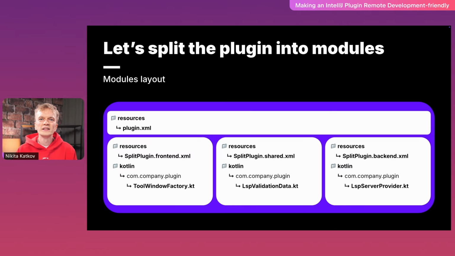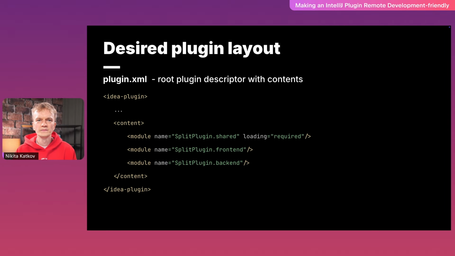A remote development native plugin mirrors the split IDE architecture, and it includes a set of front-end specific features enabled only on the front-end, a set of back-end specific features running only on the back-end, and shared logic between the two. So, how do we implement such a layout?